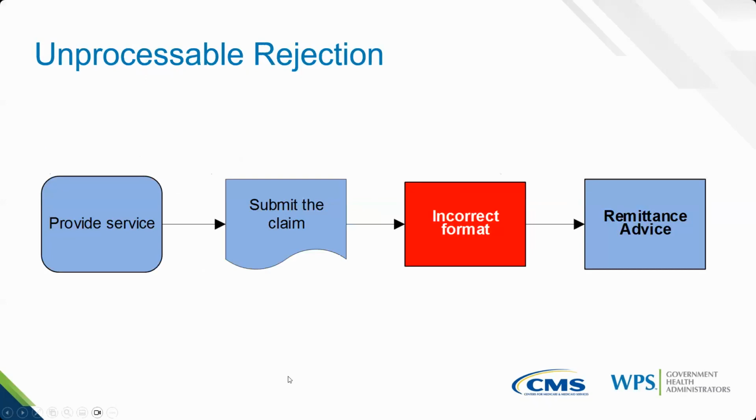This is a simplified graphic that shows what happens when Medicare deems a claim as unprocessable. These are called rejections. Of course, the service is provided, the claim is submitted, but something is wrong. It's invalid or incorrect. Something just doesn't make sense. It's in an incorrect format. Remittance advice is generated and sent then to the provider when a claim is rejected.